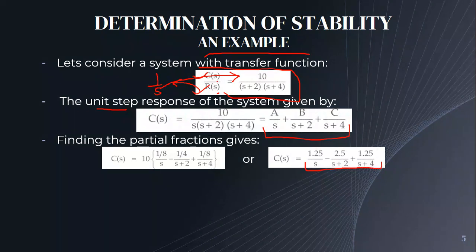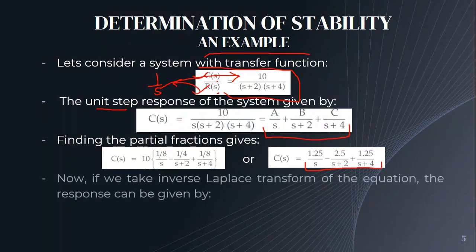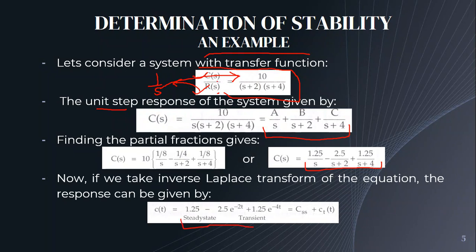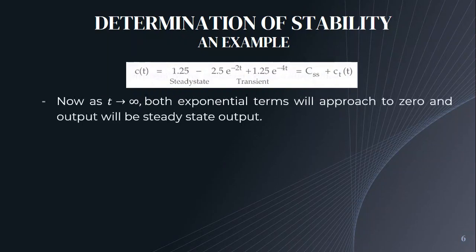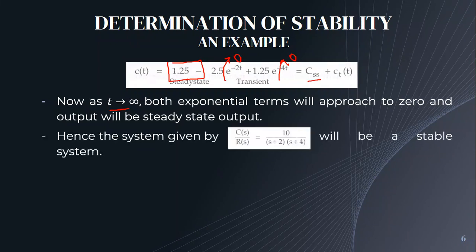Now if I take the inverse Laplace transform to obtain the response in the time domain, I get this solution which consists of two parts. The exponential terms with negative indices indicate the transient response, and a constant value gives the steady state response. With this response, if I substitute time t tends to infinity, the exponential function turns out to be 0, right? So at time t tends to infinity, I get some constant, which is my steady state value, and this shows clearly that the system is going to be a stable system.